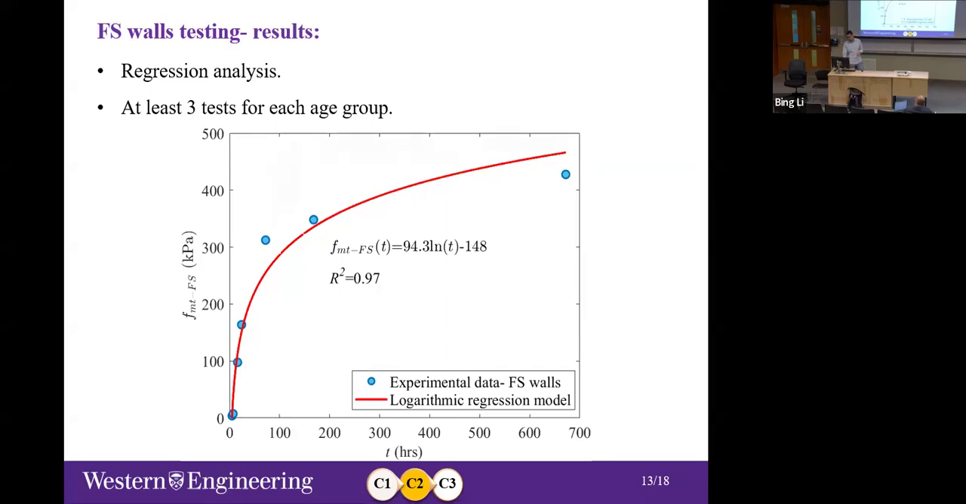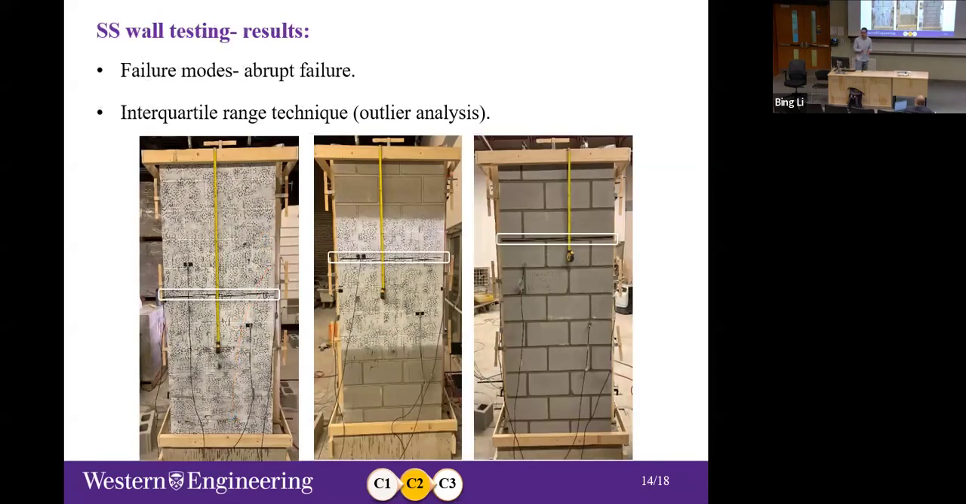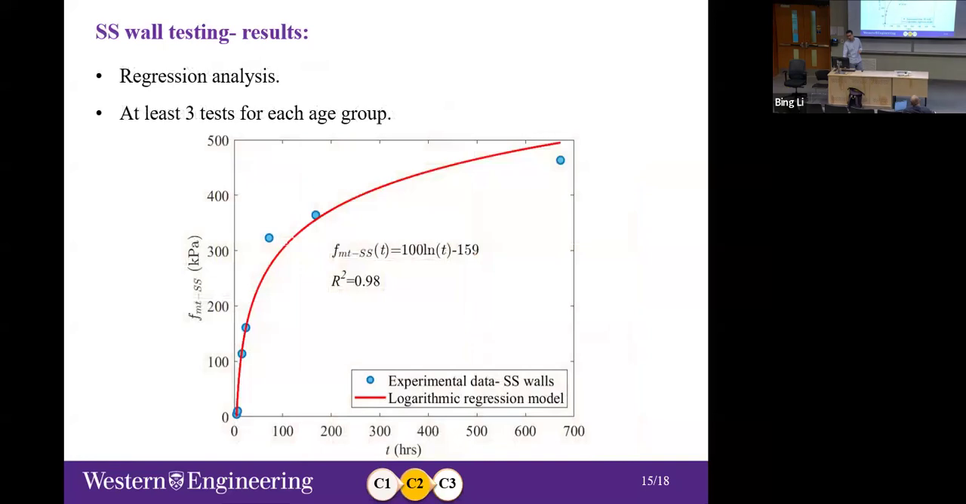For the SS wall testing, the failure modes are shown here. Again, the crack happened at the middle, but sometimes in other places of the wall, so we removed those data as outliers. Again, we conducted the interquartile range technique for outlier analysis to minimize the variation in the data. Based on the regression analysis conducted for the SS wall testing, the model is presented here, and the R-squared value was 0.98, which is a good value and shows good agreement between the experimental data and numerical model.